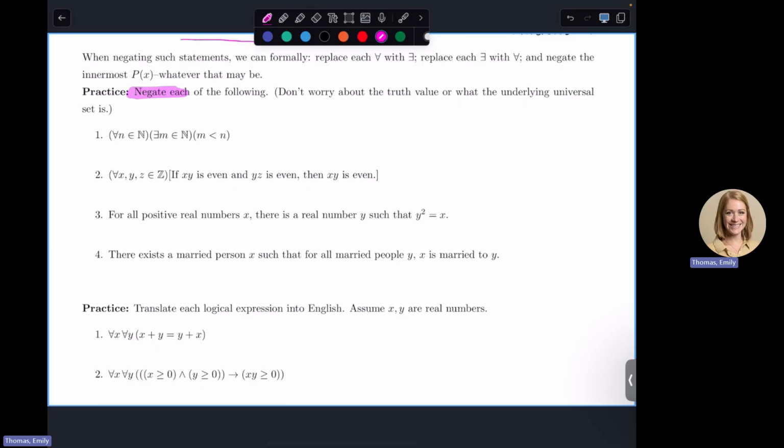Negating that for all n in the natural numbers, there exists an m in the natural numbers where m is less than n. There exists an n in N such that for all m in N, m is greater than or equal to n. Yeah. Yes.